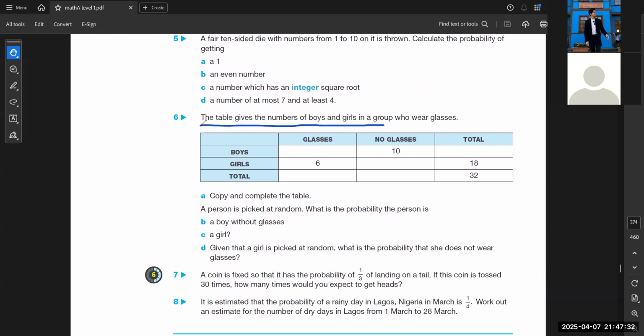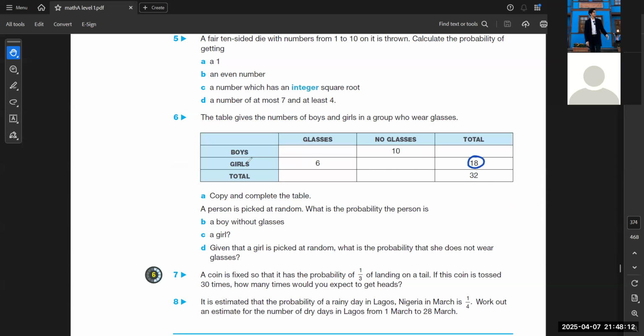So this table gives the number of boys and girls who wear glasses in a class. Copy and complete the table. Let's read through this carefully. Okay, so now how to read this table is very important. Look, this box will tell you the number of boys that wear glasses. 6 is the number of girls that wear glasses. 10 is the number of boys that wear no glasses, etc., etc. What does this mean? This means the total number of boys and girls, glasses and no glasses, basically the entire sample space. Okay.